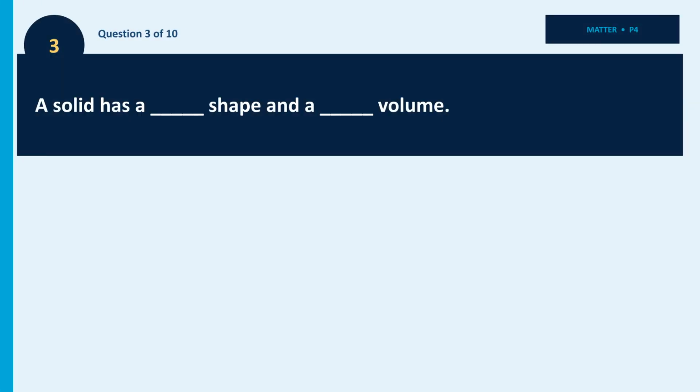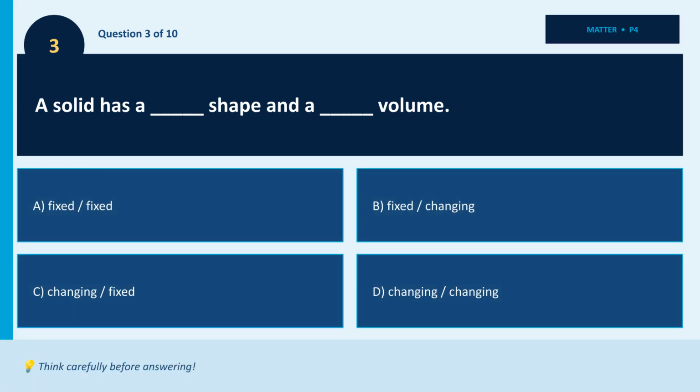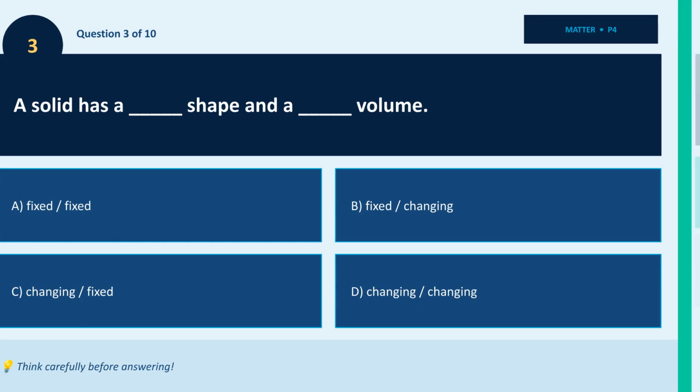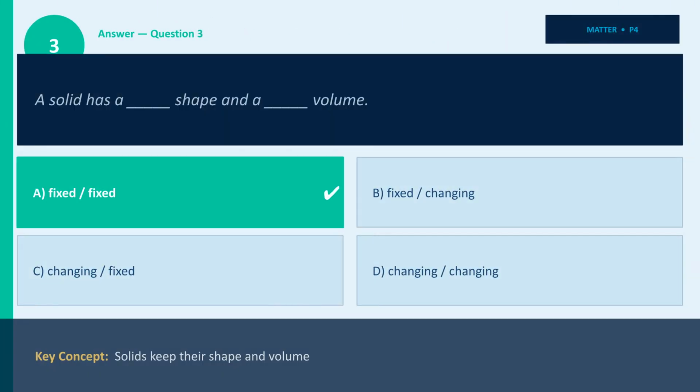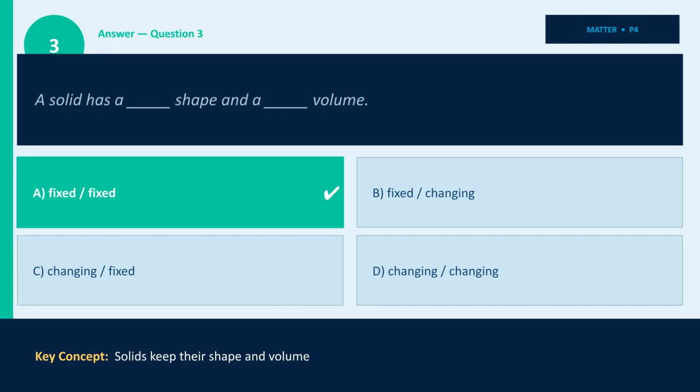Question 3. A solid has a blank shape and a blank volume. Which is the right answer? The correct answer is A. Solids keep their shape and volume, so they have a fixed shape and a fixed volume.